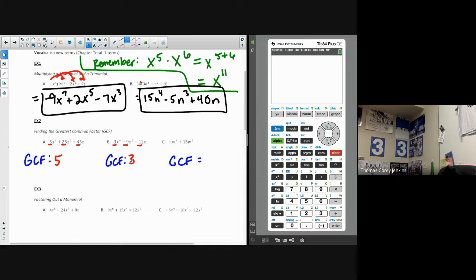All right, and then looking at the last one, you have negative 1 and positive 15. So obviously 1 and 15 don't really have anything in common other than 1. The only thing you'd have to remember here is to take out the negative 1 because that's my lead coefficient.